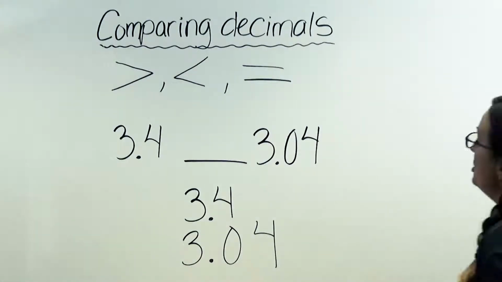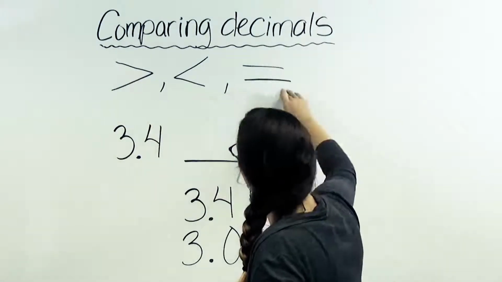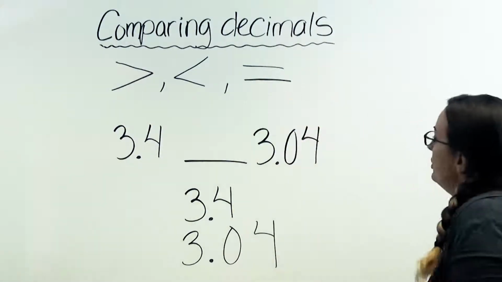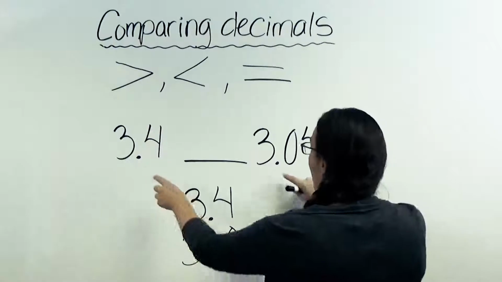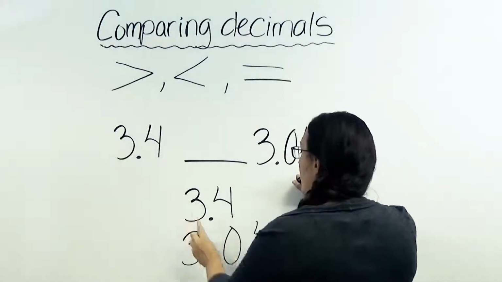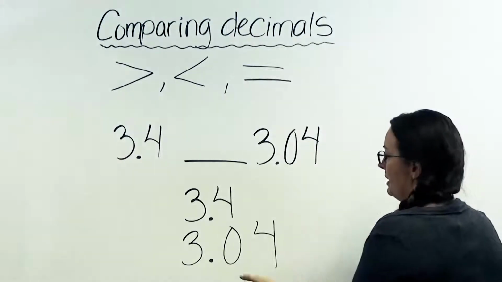When you're comparing decimals, you're going to be using a greater than, less than, or equal to symbol. So when you're comparing decimals, it's really important to know your place value. And when you're given two numbers that have a decimal, you're going to want to line them up by the decimal so that you can compare each place value with the other place value.